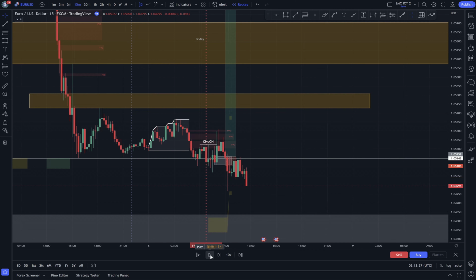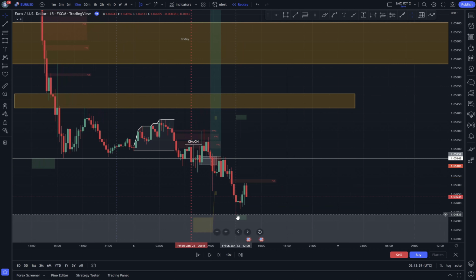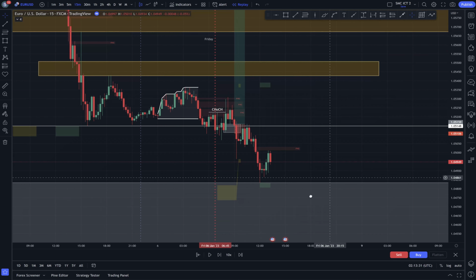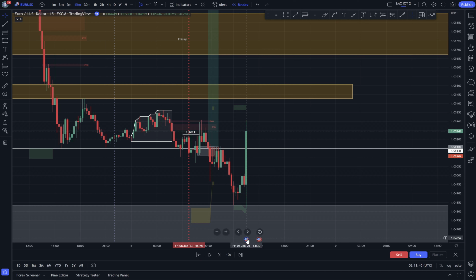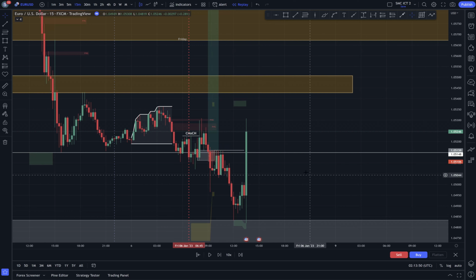Okay, so let's see if we get another market structure shift. Boom, we hit a POI, our order block. So now, do you know what, this is another confluence for me that we're going to go towards the upside. So yeah, let's look for a market structure shift. Here we hit news, but clearly, we're not going to trade the news, but what we see is we have a nice market structure shift here, a really nice one here.